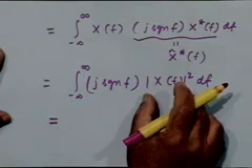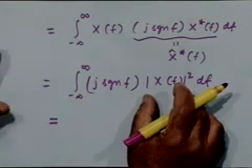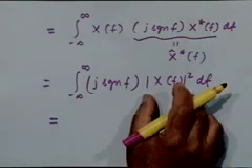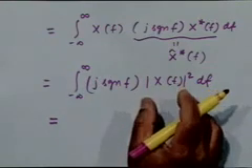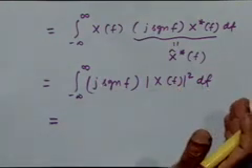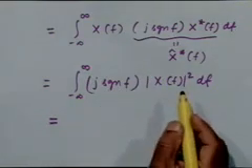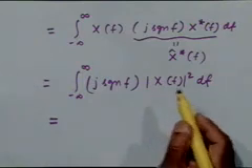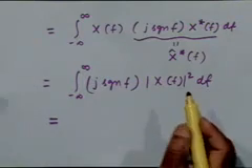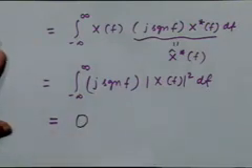|X(f)| square for a real signal is an even function, right? Magnitude square function or magnitude spectrum is an even symmetric function. Signum f is an odd symmetric function. The product would be an odd symmetric function, right? And therefore the value of this integral is 0, which proves our result.